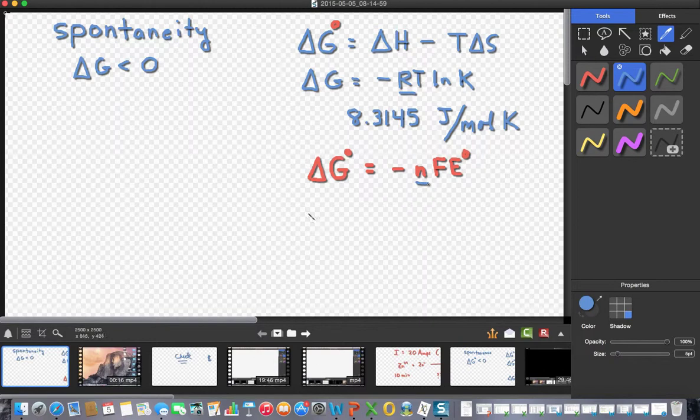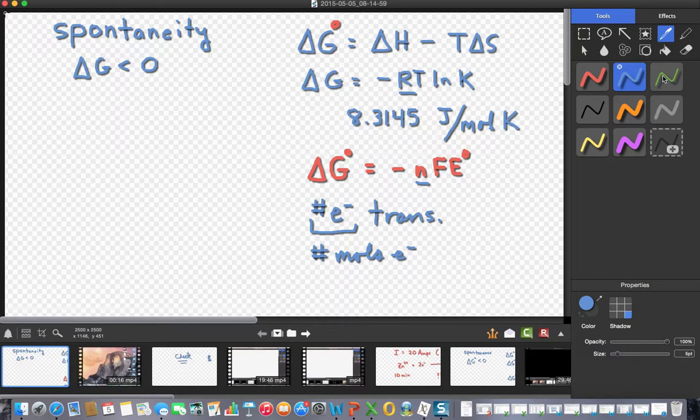N is the number of electrons transferred in a redox reaction. And we need to define this very carefully and very specifically. And let me also amplify, when I say number of electrons, I'm talking about the number of moles of electrons. So let me illustrate this with just a simple example.